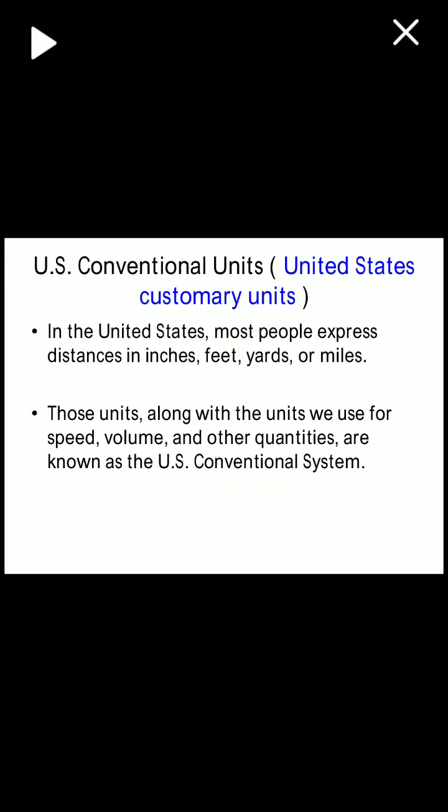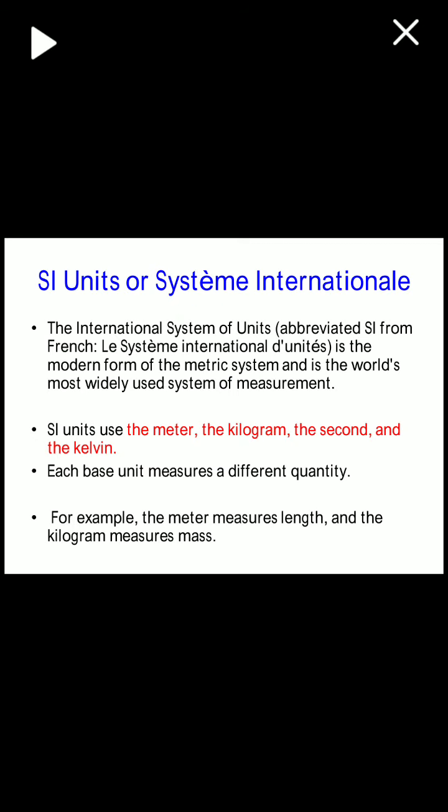Coming to conventional units. Conventional units are also called US conventional units or United States customary units. In the US, most people express units differently, this is just an example. In the US they express distance in inches, feet, yards or miles, which is different from what other countries use. Those units, along with the units we use for speed, volume and other quantities, are known as the US conventional system or US conventional units.